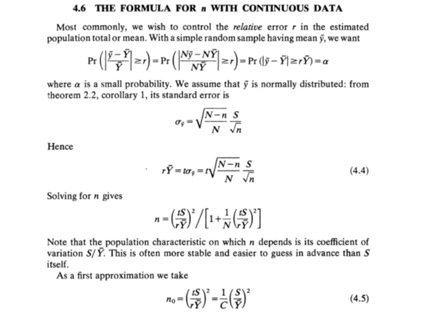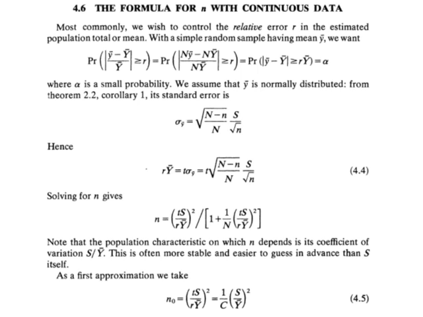That is, the probability that the absolute value of y small bar minus capital Y bar is greater than r times y bar equals alpha, where alpha is a small probability. We assume that y bar is normally distributed, from Theorem 2.2.